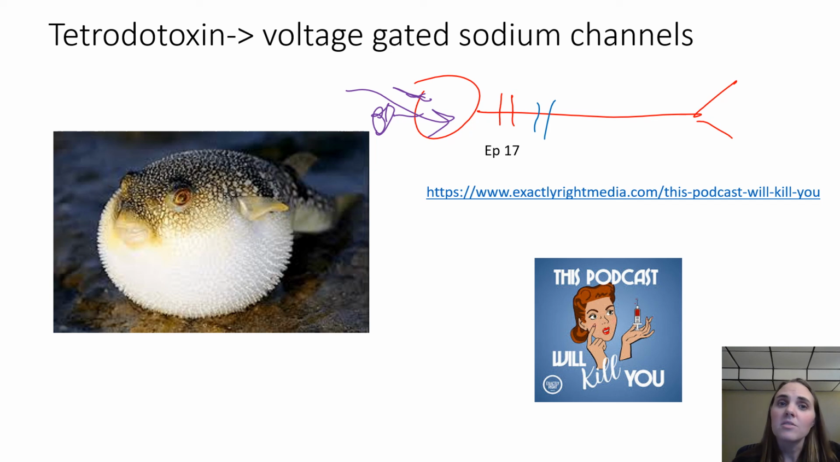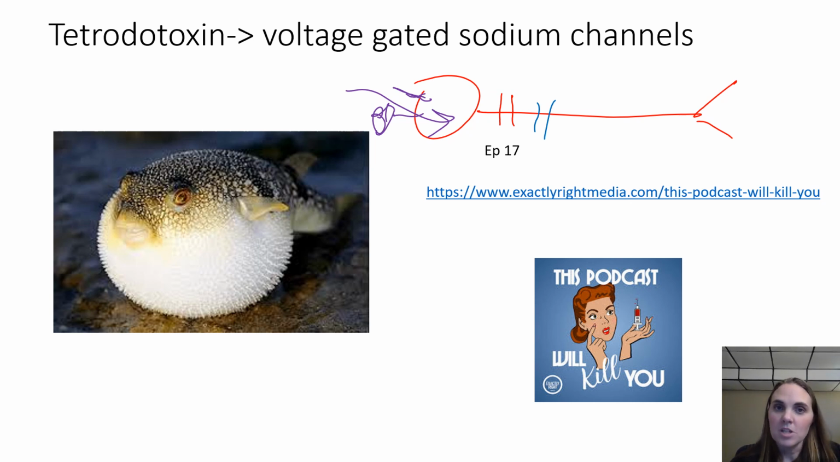So symptoms of tetrodotoxin toxicity include a loss of sensation and paralysis of voluntary muscles, including the diaphragm and intercostal muscles. And eventually, you become unable to breathe. You are no longer able to move your diaphragm and intercostal muscles in order to breathe.